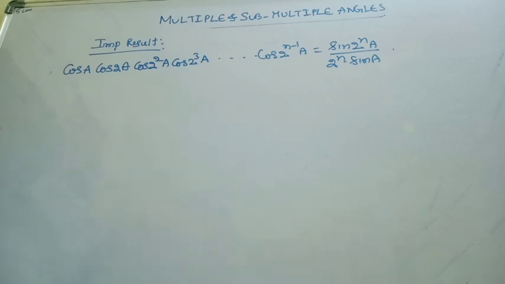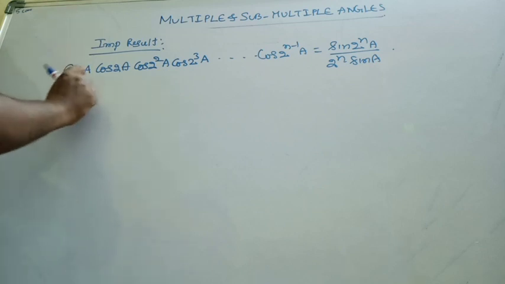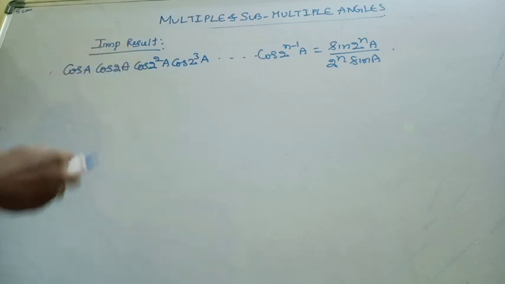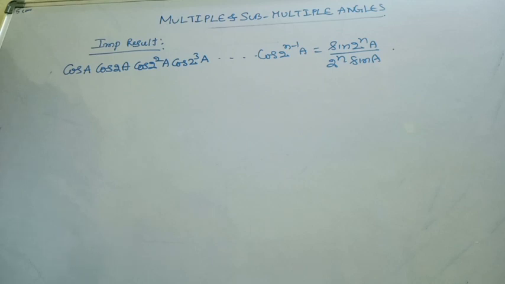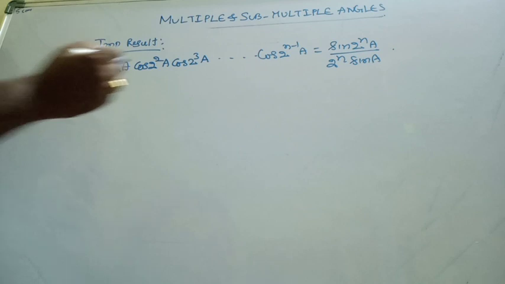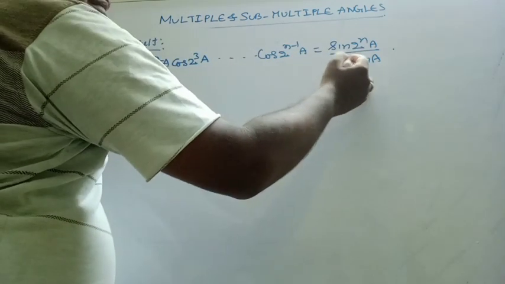Today we are discussing multiple and submultiple angles, part 6. Under this, one important result we are going to discuss now: cos A into cos 2A into cos 2 square A into cos 2 cube A, and so on up to cos 2 power n minus 1 into A, is equal to sin 2 power n into A by 2 power n into sin A.